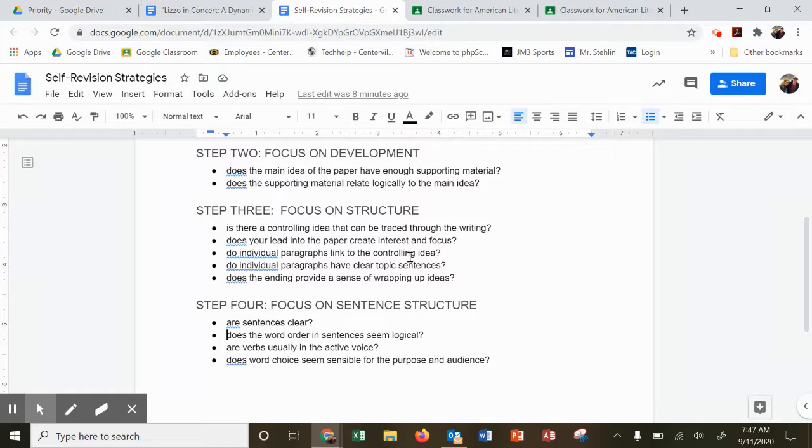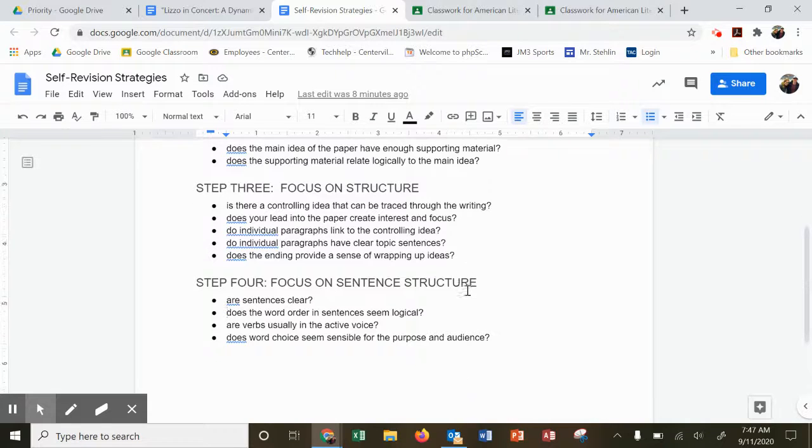Do individual paragraphs link to the controlling idea? Again, that goes back to the thread. Are you controlling that thread through each paragraph? Do individual paragraphs have a clear topic sentence? I hope so, right? These are all great questions to be asking yourself of your writing. And does the ending provide a sense of wrapping up of ideas?